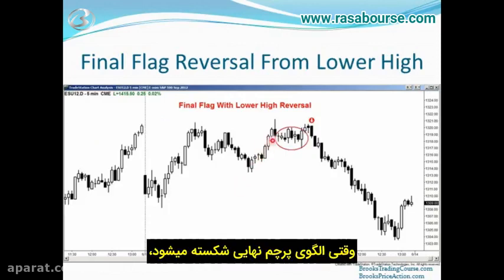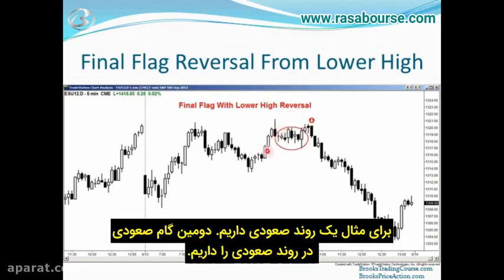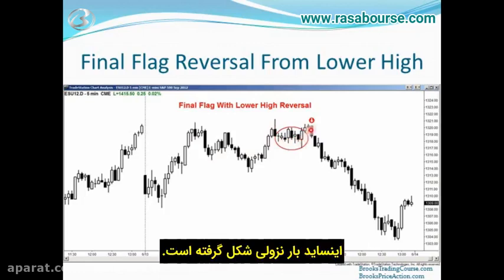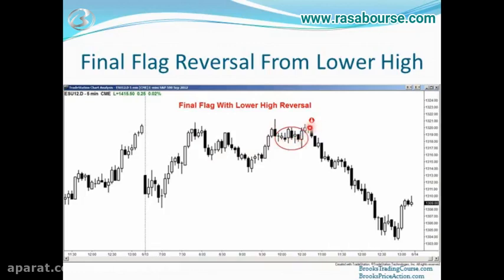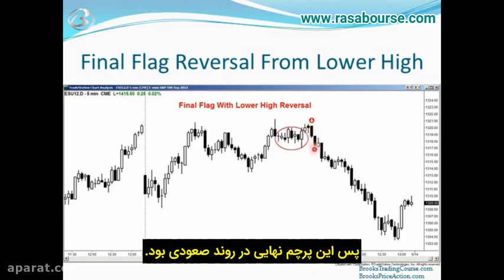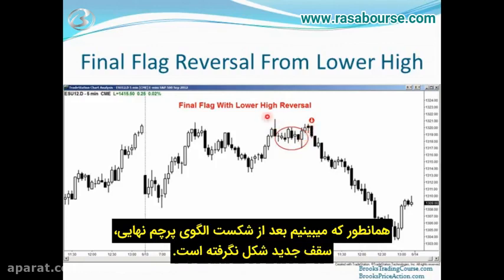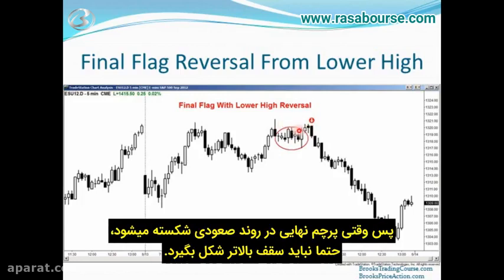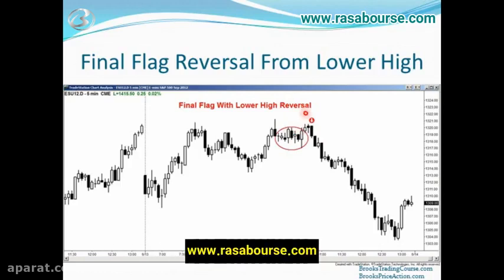Final flags, when they break out, they do not have to go to a new high. So for example, we have a bull trend, a second leg up in the bull trend, and we have a lot of selling pressure in here sideways, and we broke out, and then we had a bear inside bar, and it led to a bear breakout. So this was the final flag in the bull trend. The breakout did not go to a new high, so we have a lower high reversal from the final flag. So final flag breakouts do not have to lead to a new high in a bull trend.